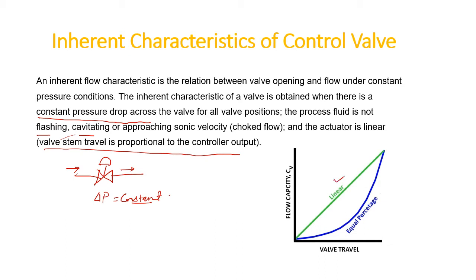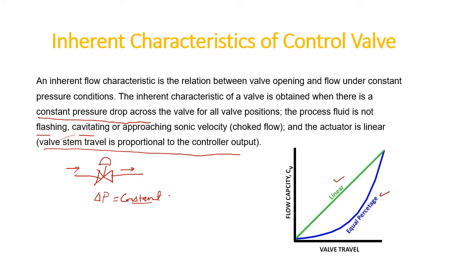This linear curve, this equal percentage curve, these are the ideal scenario or lab scenario, the scenario in which these valves are subjected to test by the manufacturer. When the manufacturer tests it, they assume certain conditions, or in some cases they theoretically calculate this curve. But the main thing is we have certain assumptions, and one of the most important is that delta P is equal to constant.